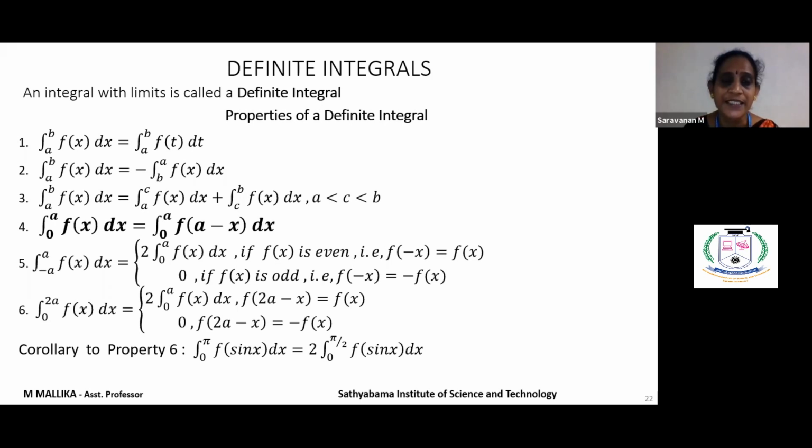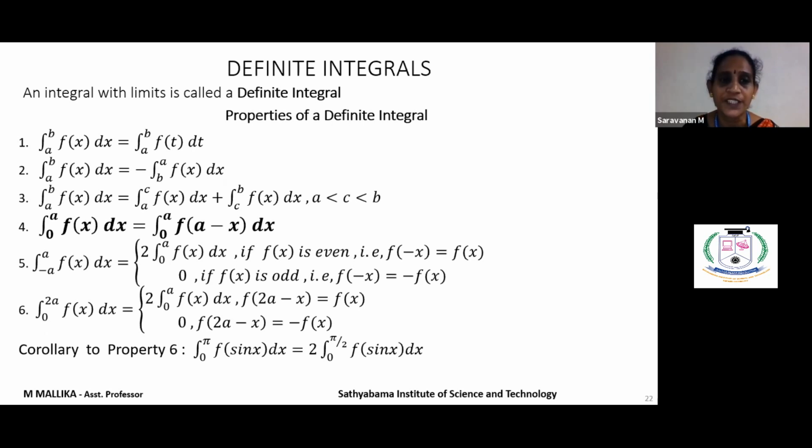The second one says integral a to b f of x dx is equal to minus integral b to a f of x dx, which means when I change the limits, I will get a negative sign. Then integral a to b f of x dx is equal to integral a to c plus integral c to b, which means I am splitting the interval a to b into two subintervals, a to c and c to b.